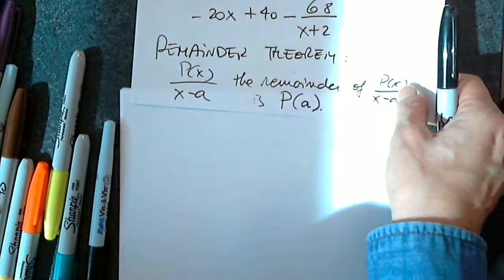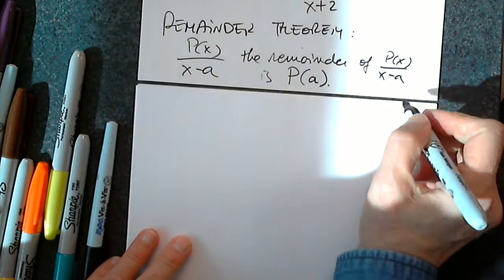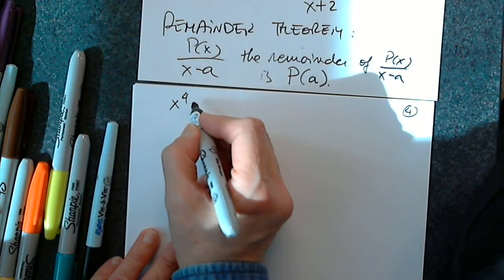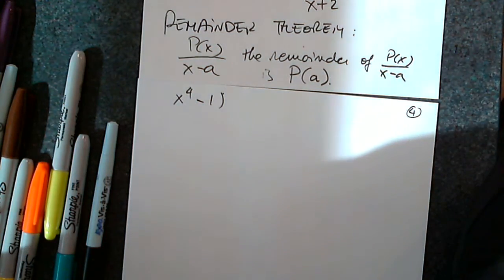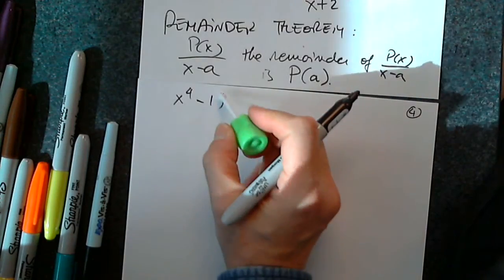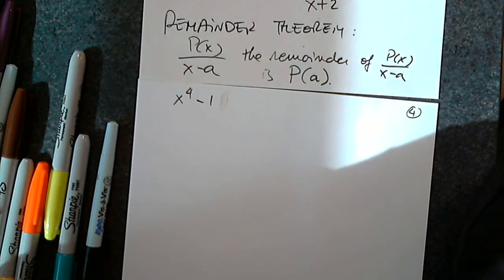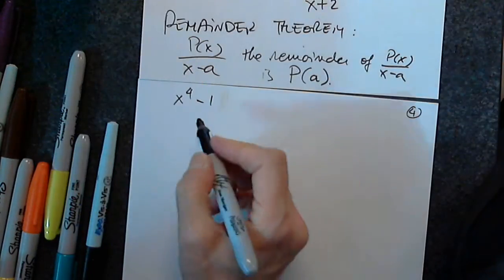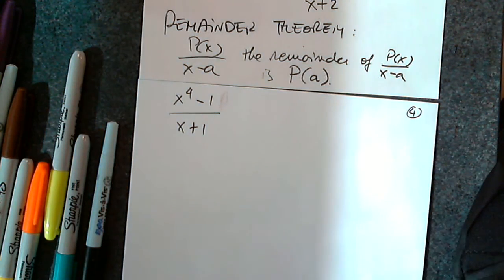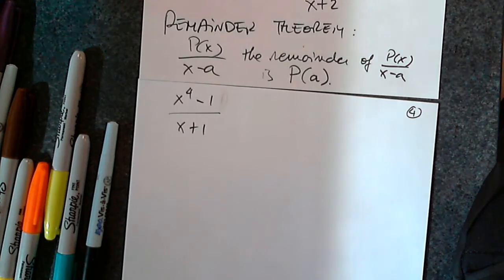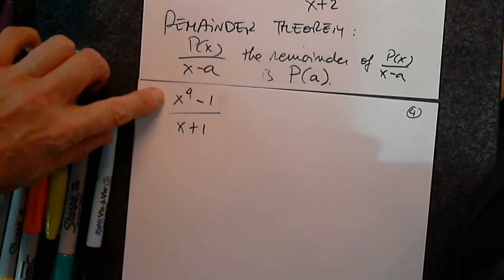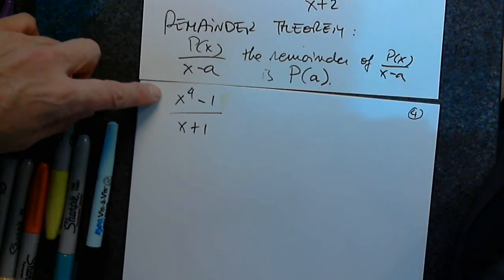Let me give you an example before you answer that question. So x to the 4th minus 1 divided by x plus 1. I just want to know whether x plus 1 is a factor of x to the fourth minus 1. I'm not interested in the quotient. I don't care what the quotient is. I'm given this polynomial, x to the fourth minus 1, and I'm asked, is x plus 1 a factor of the top?